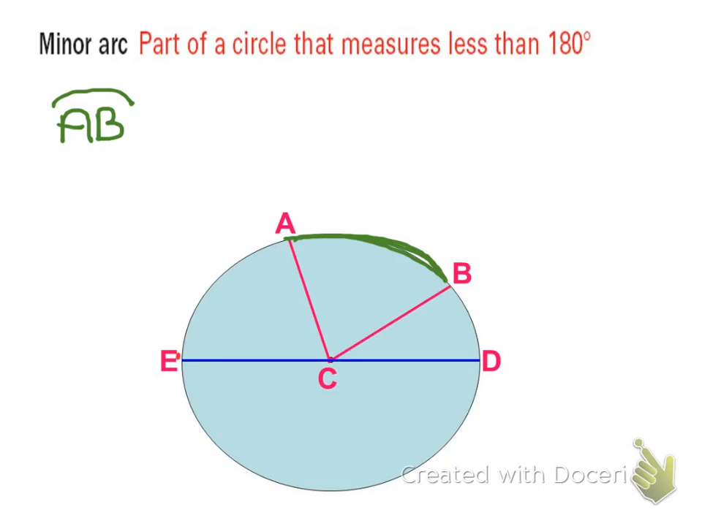There's other minor arcs. Here's another one. We'd call this arc, arc EA. Direction doesn't matter. You could also call it arc AE. It would be the same name for that arc. Just need the two endpoints. There are a few other arcs in this example that we could name, but let's just move on to our next term.